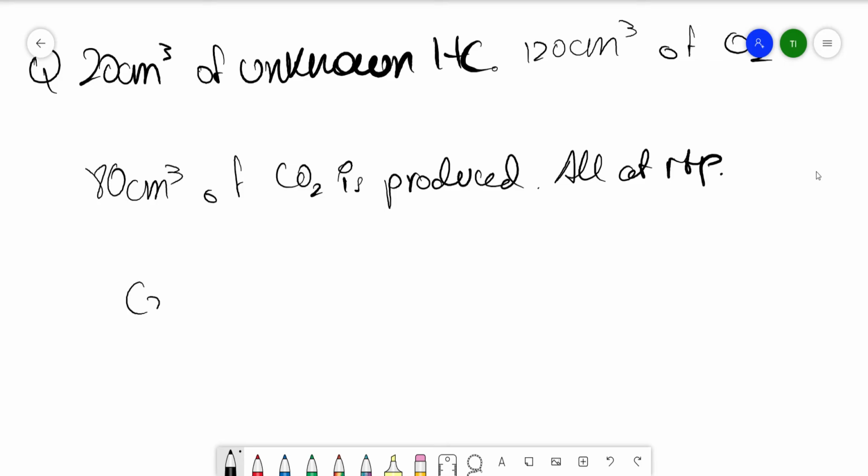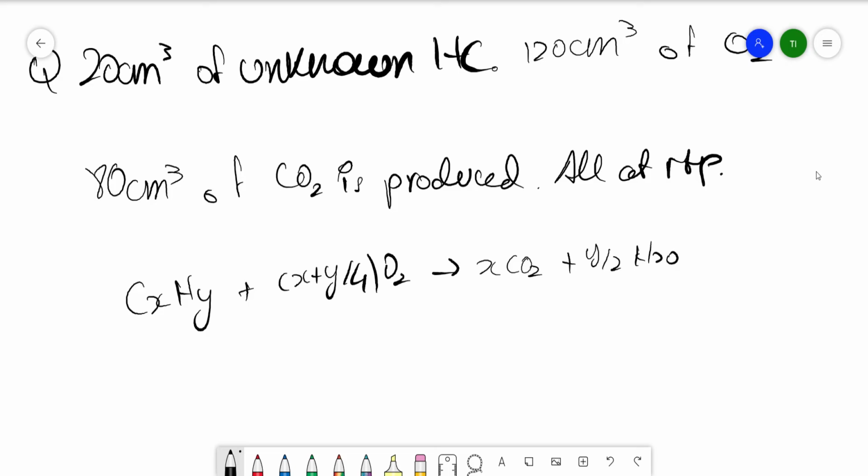So first you write down the general formula plus (x plus y by 4) O2, which gives you xCO2 plus y by 2 H2O, right? And it's all at RTP. RTP means 24 degrees Celsius, right? So water will be in liquid state, not in gaseous state. So there's 20 centimeter cube of unknown hydrocarbon and 120 centimeter cube of oxygen. Well, they don't mention that oxygen is in excess, so we just assume that it is not. And 80 centimeter cube of CO2 is produced.